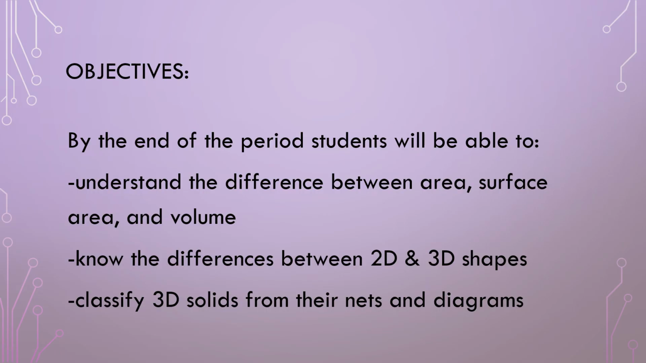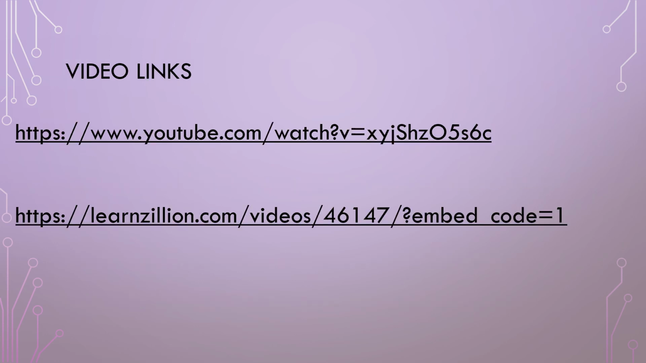So you guys will be able to understand the difference between area, surface area, and volume, know the difference between 2D and 3D shapes, and then classify 3D solids from their nets and diagrams. So these two links, if you go to the normal one, you can click on those and watch the quick videos. The first one's like 2 minutes and the second one is like 3 minutes, so it won't take you that long. It just goes through 2D shapes and 3D shapes and the difference between some kind of solids, 3D solids.